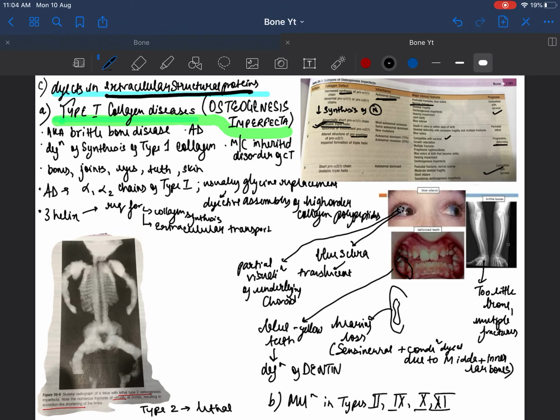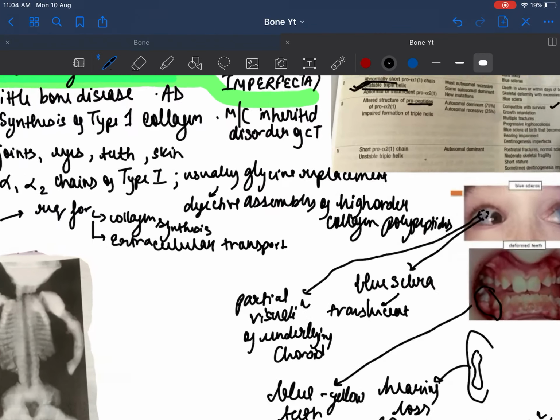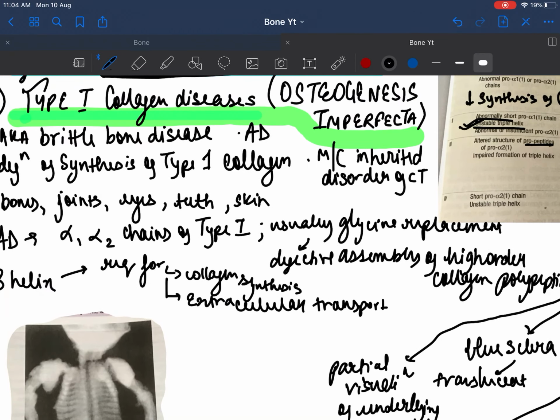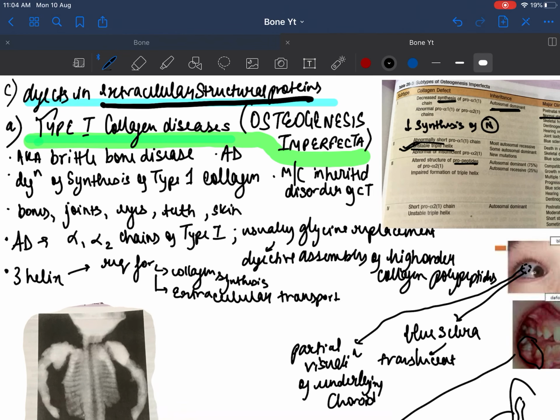So what are the extracellular structural proteins that we discussed earlier? If you remember, the proteins that are derived from osteoblasts, typically most of it is actually type 1 collagen. So the matrix is made up of type 1 collagen, the osteoid part, the organic part. So first we can have a type 1 collagen disease, and the name of this disease is osteogenesis imperfecta.